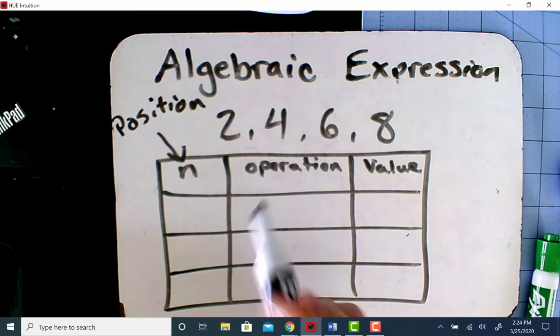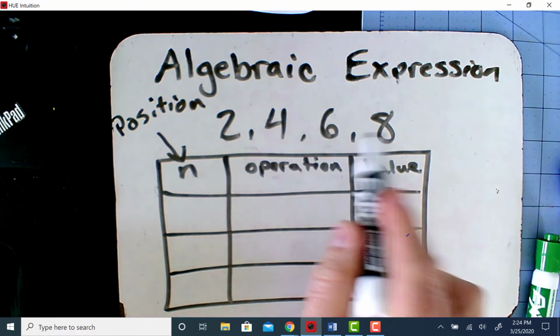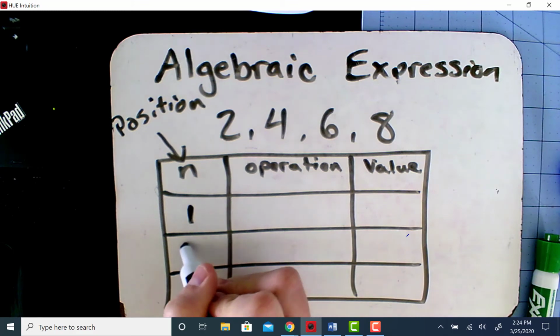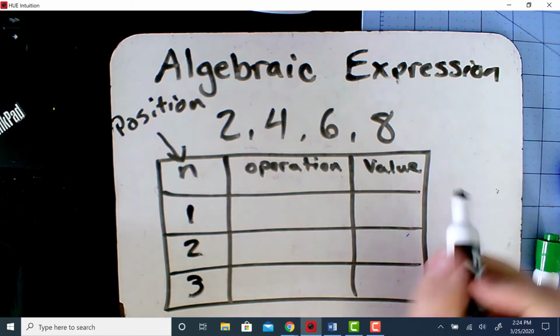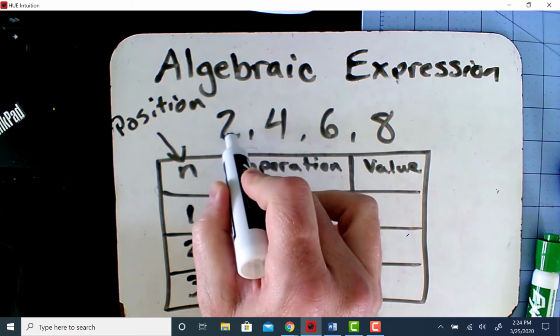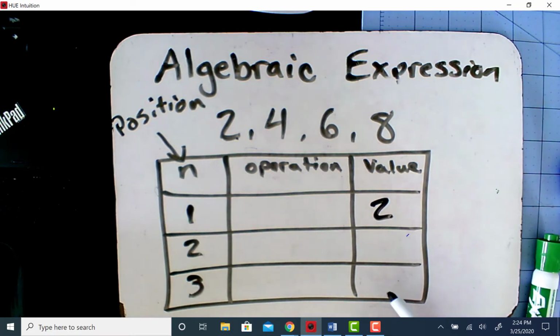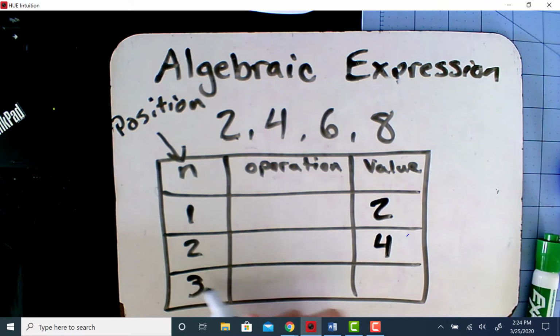In this particular sequence, I've got position 1, 2, 3, and 4. Because 2 is in the first position, and 2 and 3. I don't really need the 4 right now. Now, what's the value at the first position? Well, the value at the first position is whatever number I have first in the sequence. So that's 2. My second position is 4. My third position in the sequence is 6.